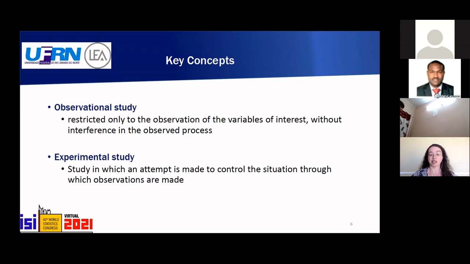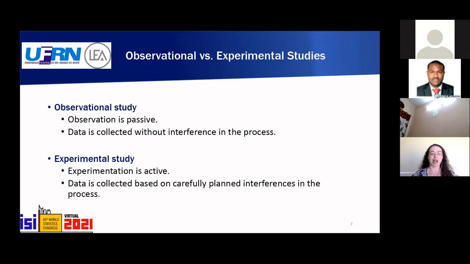how the observations are made. So this is key to experimental study. Let's see an example to make it clear. An observational study is passive. So data is collected and we have no interference. But in an experimental study, we have active actions. So data is collected based on carefully planned interference in the process.